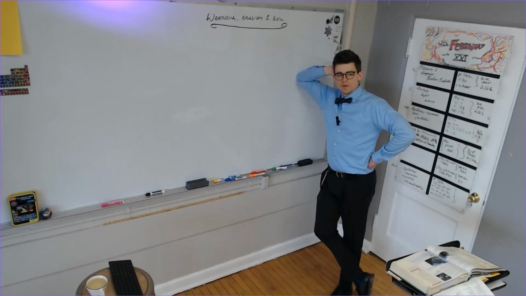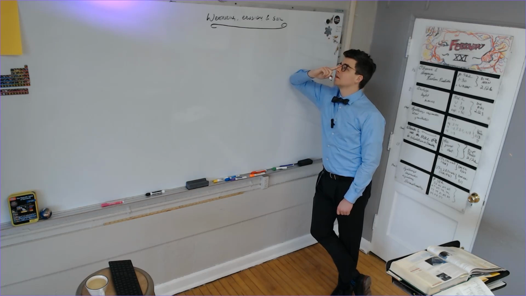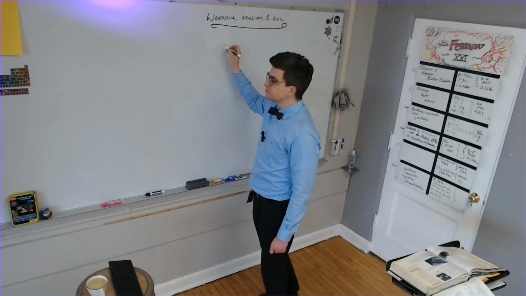What is step 2 going to be? What am I going to say next? Define. I'm going to do it in a dork voice because that's who I am as a dork. I'm going to push my glasses up and say, define weathering, erosion, and soil. What is weathering? What is it?